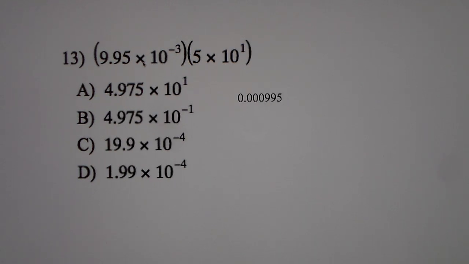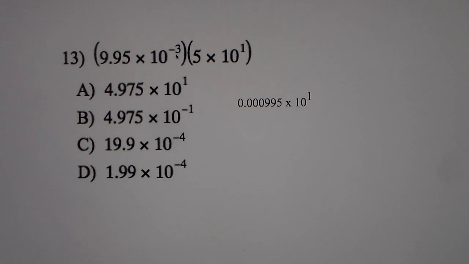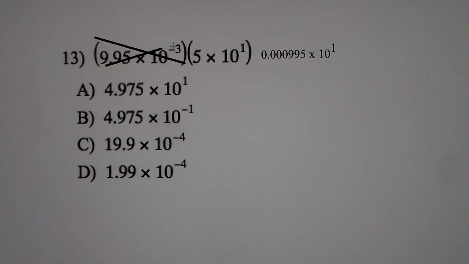So this number, and I'm changing that negative 3 to a positive 1, because I moved the decimal 4 to the left. So I could add 4 to that little power. So we have this decimal times 10 to the positive 1 times 5 times 10 to the power of 1. So what I did, I just changed that first one into that, because it's the same number, you just manipulated it.